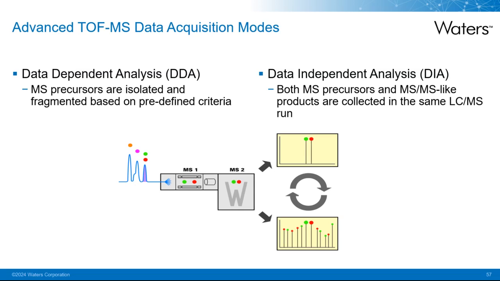So DDA is data-dependent analysis, which begins in mass spec mode and where certain criteria are met, such as specific masses, charge states, or intensities, the MS switches to the MS-MS mode and the product ions are recorded until another set of criteria are met. At that point, the system switches back to MS mode and looks for other ions to meet the criteria.